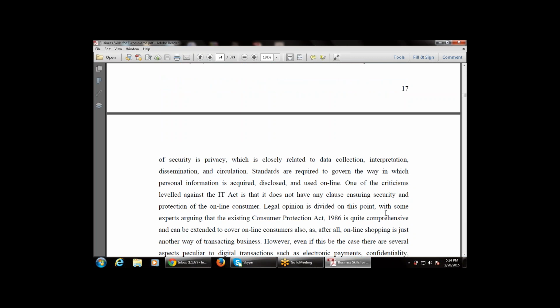After all, online shopping is just another way of transacting business, that is used online for transacting businesses.